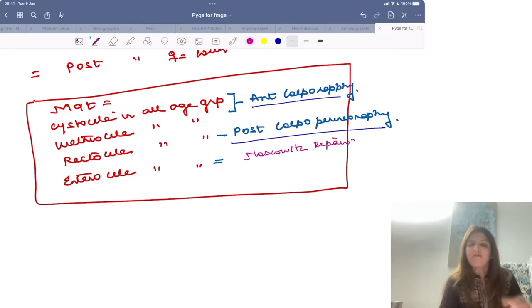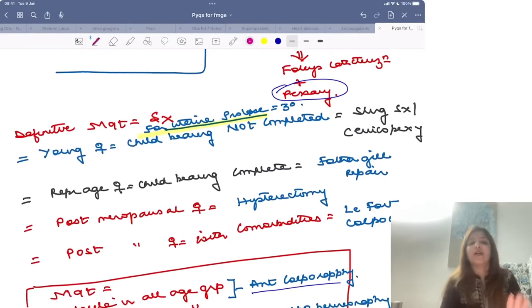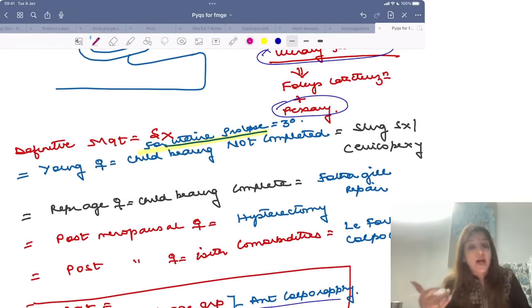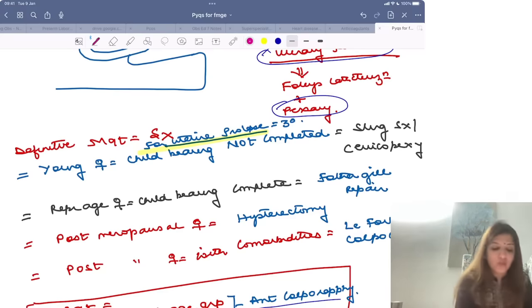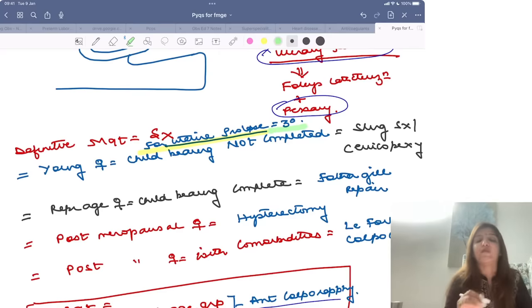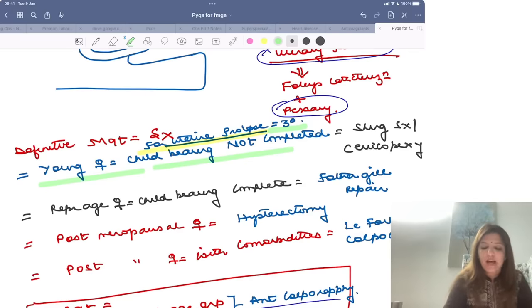Right? Now, please remember, cystocele ho, ya urethrocele ho, ya entrocele ho, ya rectocele ho, inka management same hota hai for all age groups. Right? But in case of uterine prolapse, management differ karta hai in different age groups. First of all, uterine prolapse should be managed only if it is a third degree uterine prolapse. Right? Now, if there is a third degree uterine prolapse, which is happening in a young female, jisme childbearing is not completed, then the prolapse is managed by a sling surgery or cervicopexy.